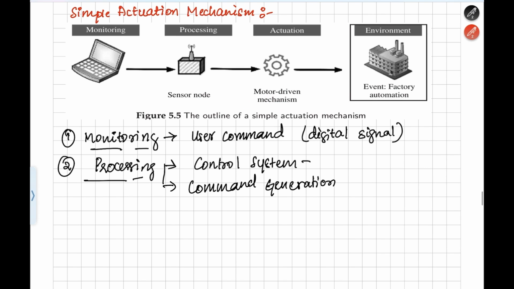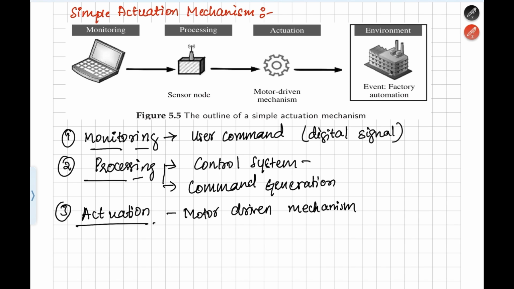Okay. Now that we have reached the third step, the actuation process. Here we have the motor driven mechanism. So the actuator, suppose let's take it's a robotic arm. Okay.